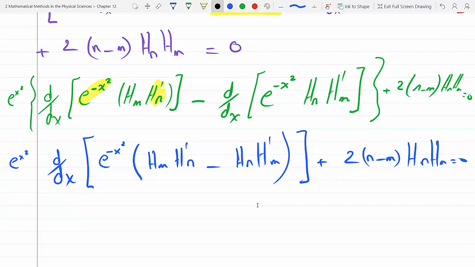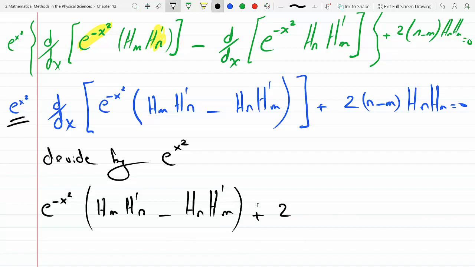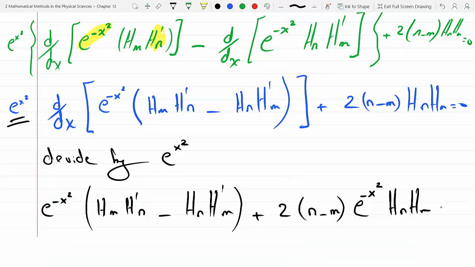And now what I want to do, I want to get rid of this guy here, so I'm going to divide by e to the x squared. So if I divide this whole equation by e to the x squared, I will get, so I'm trying to leave the derivative by itself so I can actually integrate. So this one here goes away, and I get e to the minus x squared hm h prime n minus hn h prime m plus 2n minus m. Now I divided by e to the x squared, or multiply by e to the minus x squared, either way, so we get e to the minus x squared here, hn hm, equals 0.